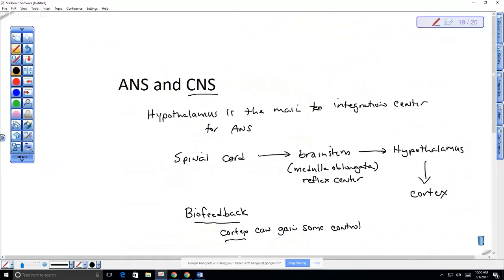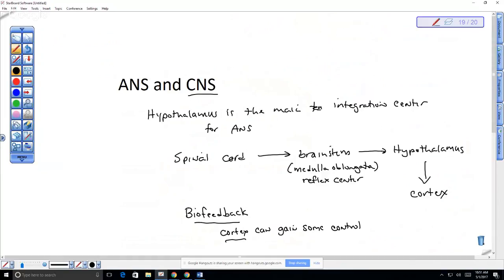So that would be an unconscious response to, for example, lowered blood pH. If the blood pH is too low, the brainstem might respond to that, through also being integrated by the hypothalamus, and increase breathing rate to increase blood pH.